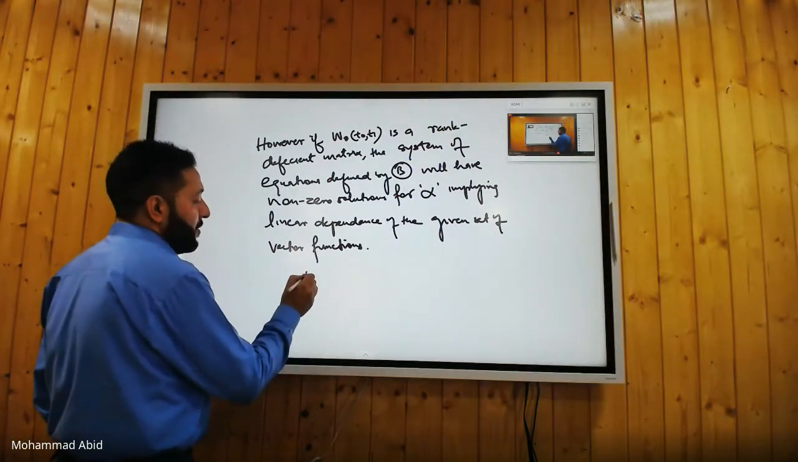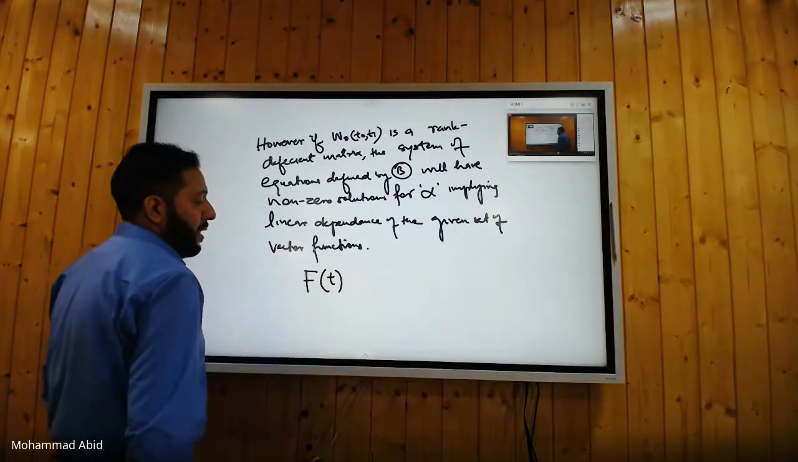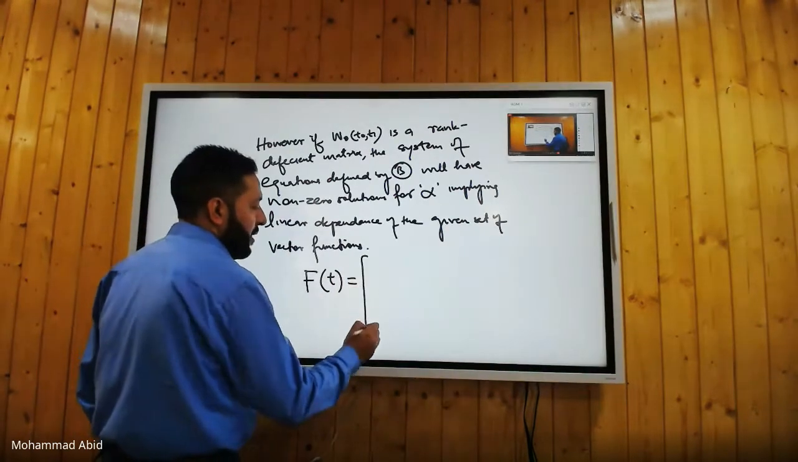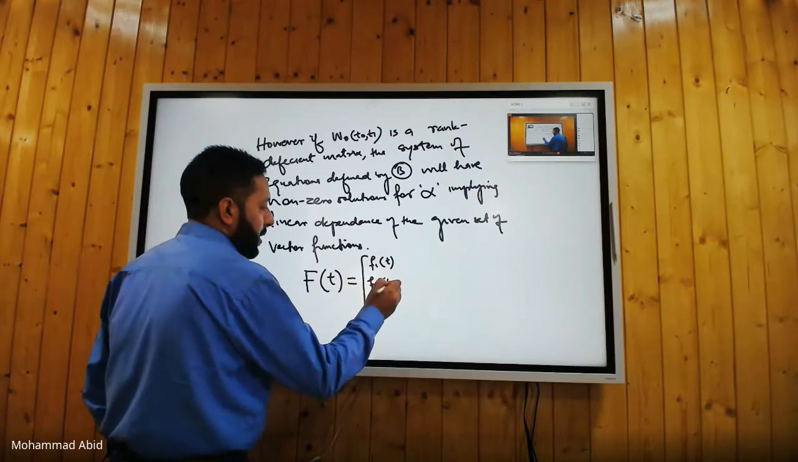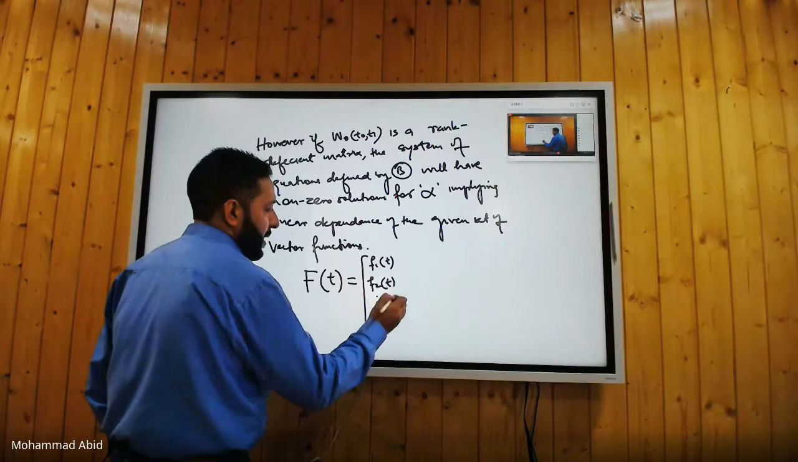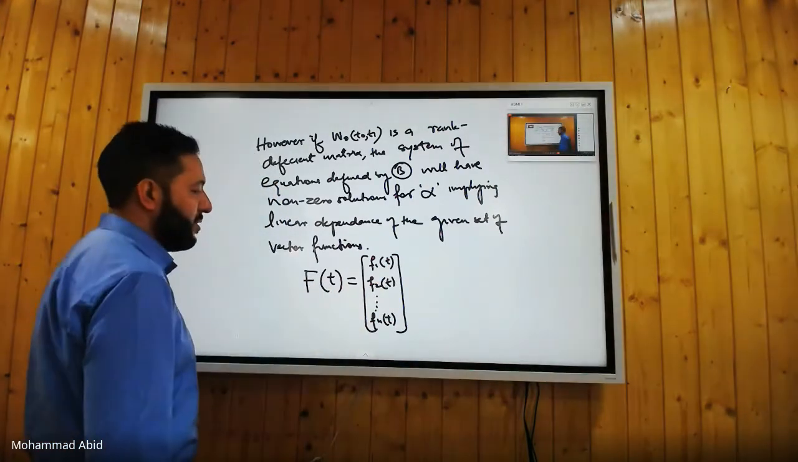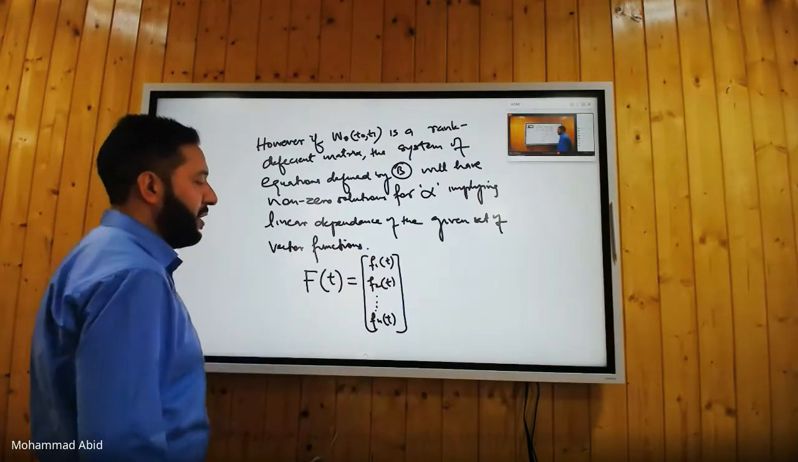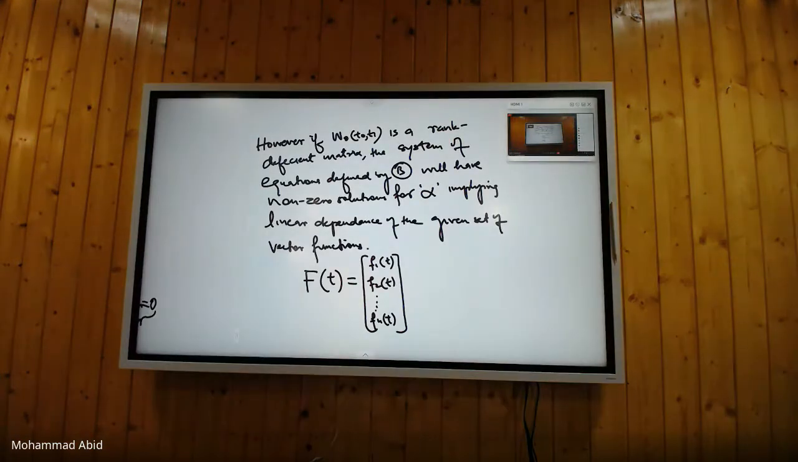The vector function matrix that we defined was ft, isn't it? ft we had defined like this: f1t, f2t, so on, fnt. This was defined in the very beginning, this vector function matrix. And we have to see whether the rows of this vector function matrix are dependent or independent of each other.